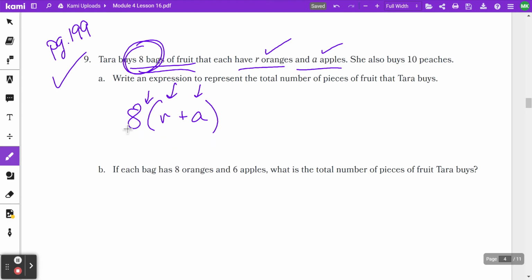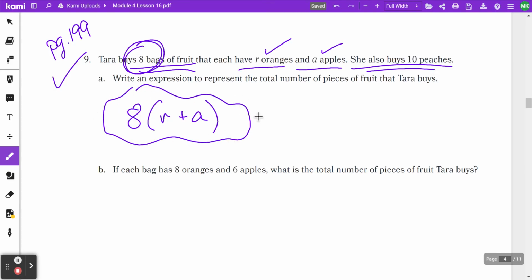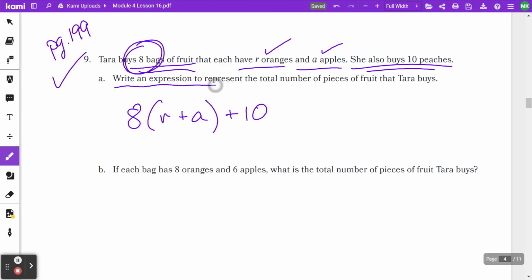So that's why the R plus A are together, because they're going in the same bag. Let me erase that. Now she also buys 10 peaches. So aside from purchasing all of this stuff, she actually buys 10 pieces as well. So I'm just going to add the 10. There it is. So write an expression to represent the total number of pieces of actual fruit.